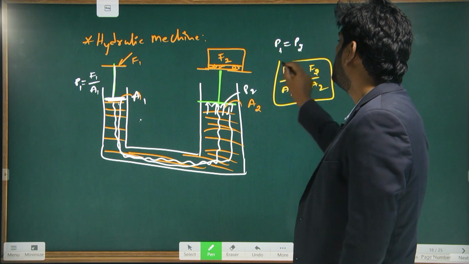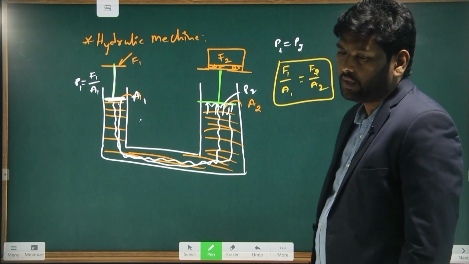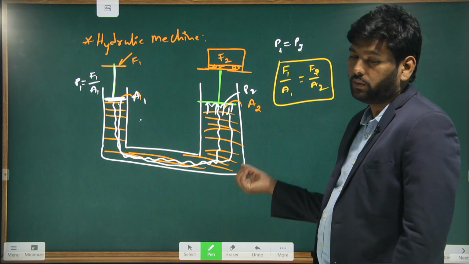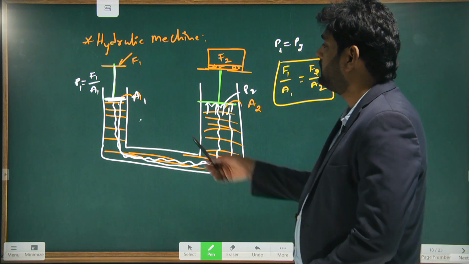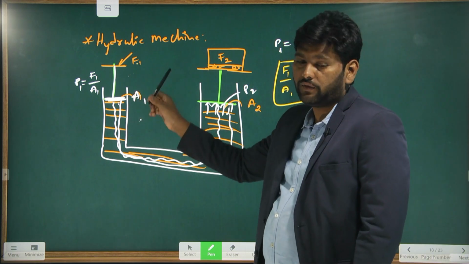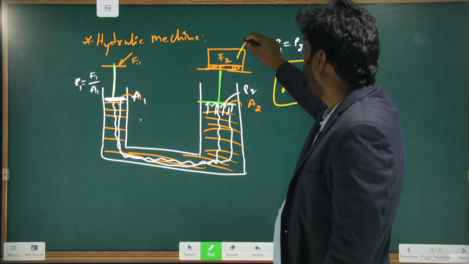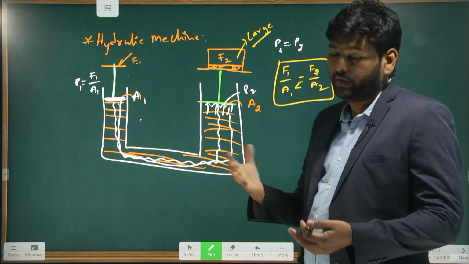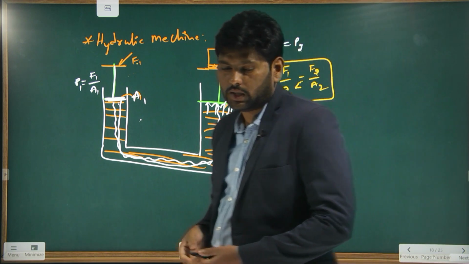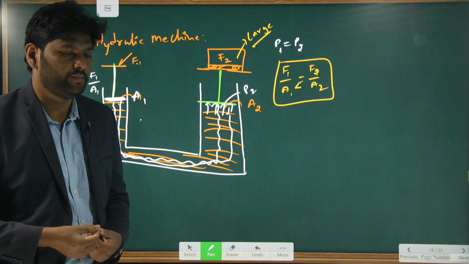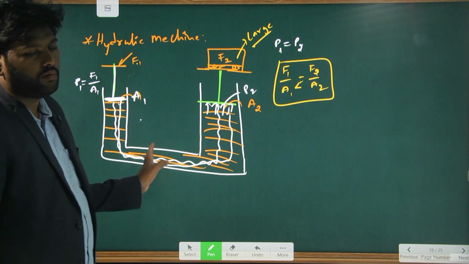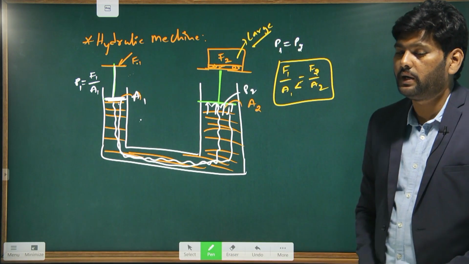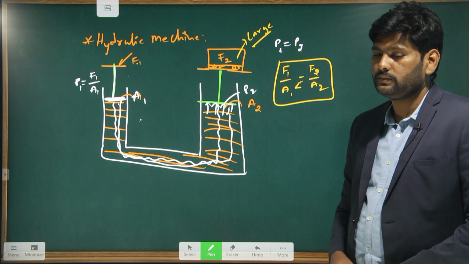This formula is useful for lifting the loads which we keep on the hydraulic machine. On the small piston you apply a small force, but on the other side you get a large force. This large force lifts the loads easily using this hydraulic machine. Even hydraulic brakes work on this same principle. Okay, this is your hydraulic machine. Understand?